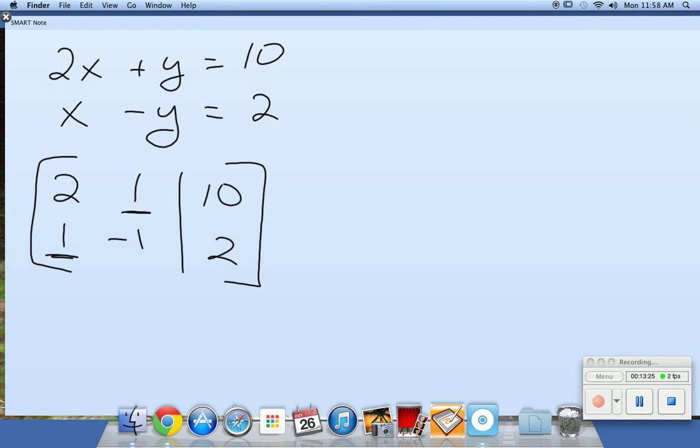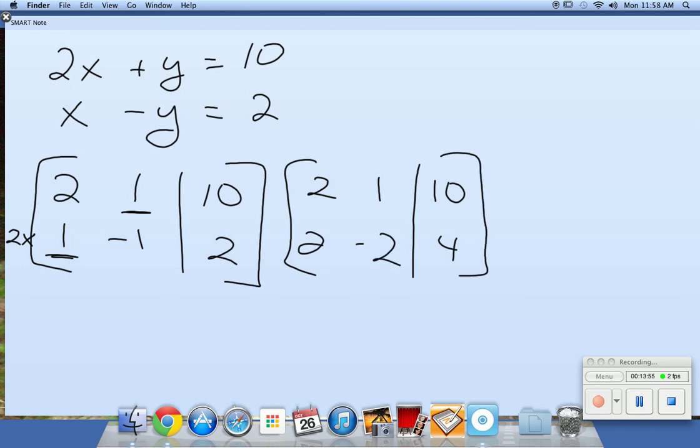What do I need to do to get rid of this one here? Times by 2, right? Times this one by 2. So let's rewrite it out. 2, 1, 10. And then 2, negative 2, and 4. All right? What's the next thing we need to do, Preston?